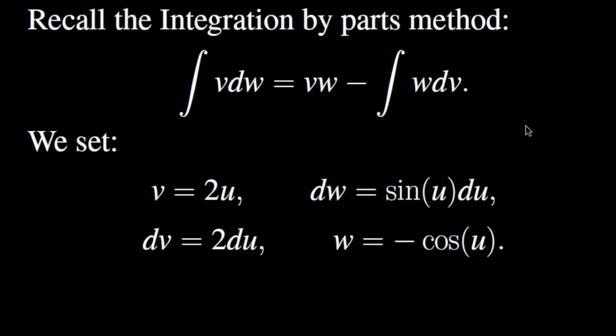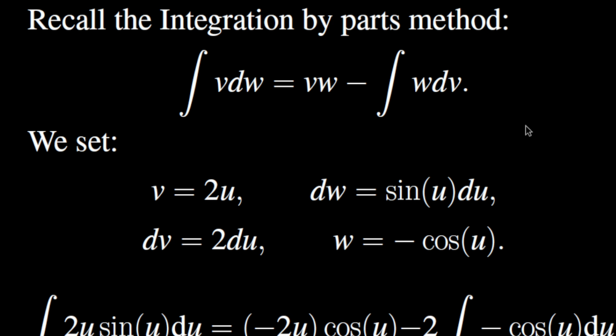In this approach, we set v equal to 2u and dw equals sine of u du. Thus, dv equals 2 du and w equals negative cosine of u. Therefore, the integral of 2u times sine of u du is equal to minus 2u times cosine of u, minus 2 times the integral of negative cosine of u du. Note that the integral of negative cosine of u is negative sine of u plus a constant c.